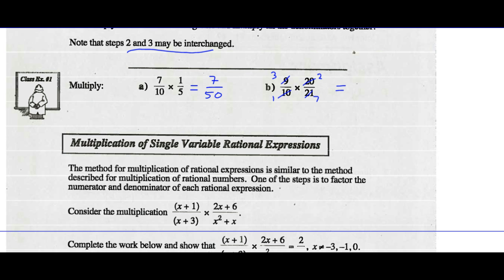So if you reduce first, then you go ahead and multiply. 3 times 2 is 6, over 1 times 7 is 7. If you've done that properly, your final answer should be in lowest terms. All right.